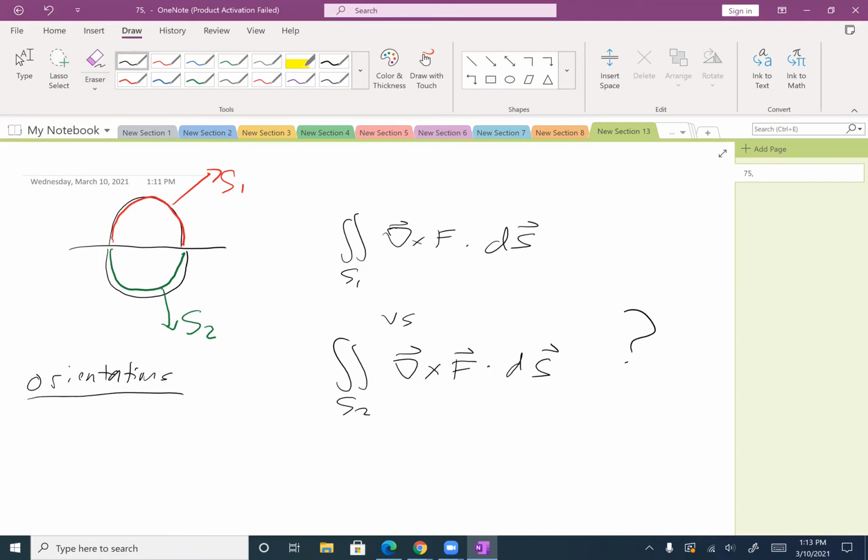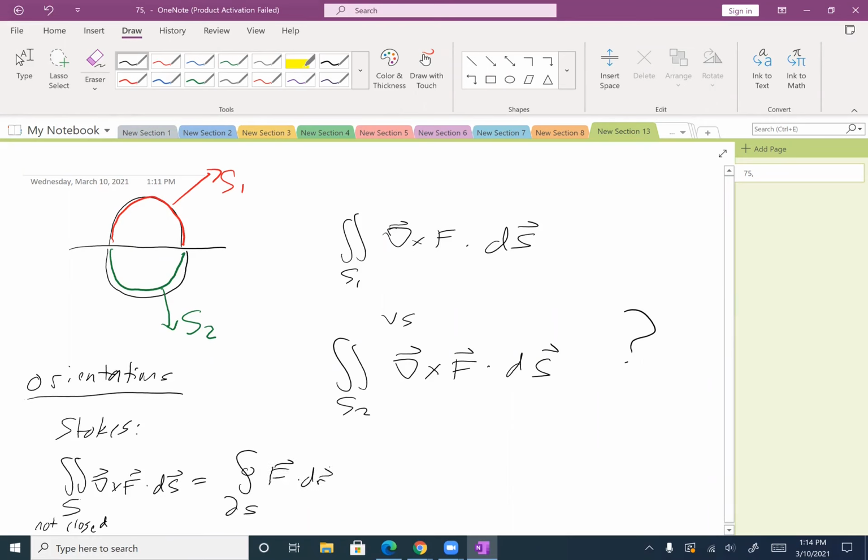So the thing you have to keep in mind with Stokes theorem, which says that if you take any surface integral, you could rewrite it as that line integral. The thing you have to keep in mind is that there's an orientation, and you determine it by the right-hand rule.